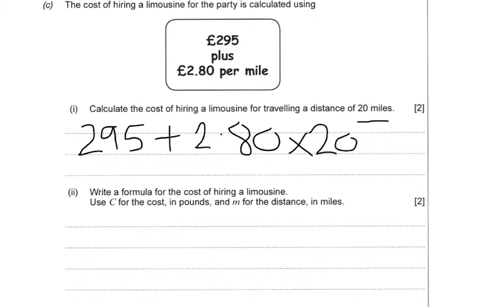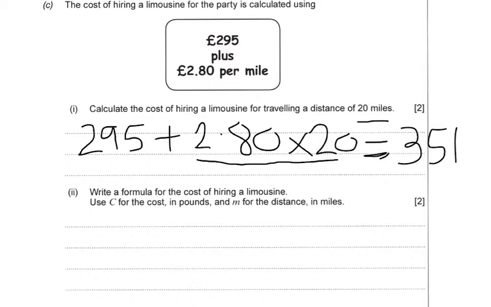by 20. This is an applications 1 paper question, so you use your calculator, you type that in. If you're using a scientific calculator, you can type it in as you see it. If you're not using a scientific calculator, make sure you do the multiplication first, press equals, and then add 295, and you should get 351.